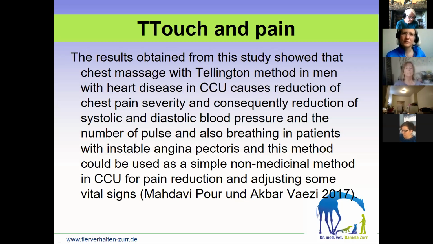So they summarize that TTouch can be a useful method in people with heart disease, and they especially appreciate that it's a simple non-medical method that can be used in ICU situations to reduce pain and to influence some vital signs.